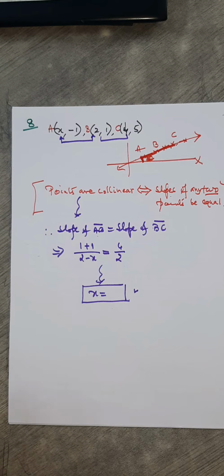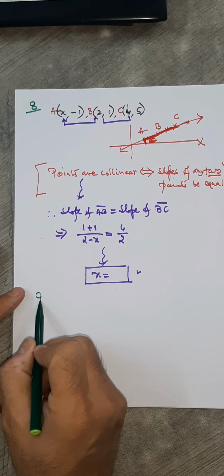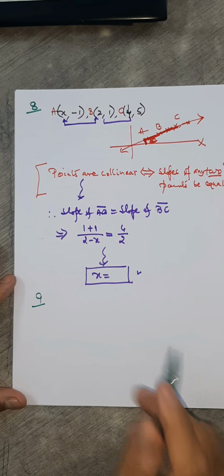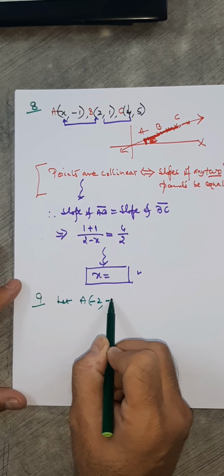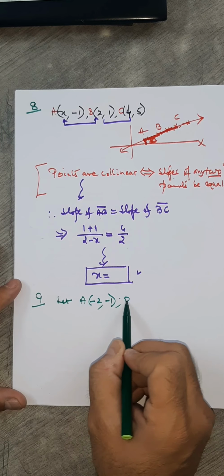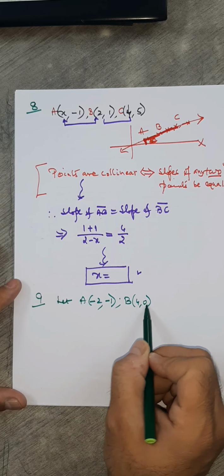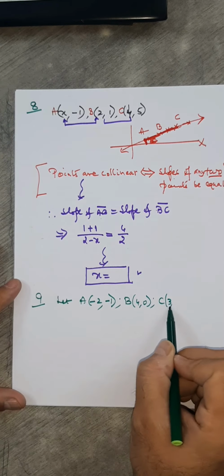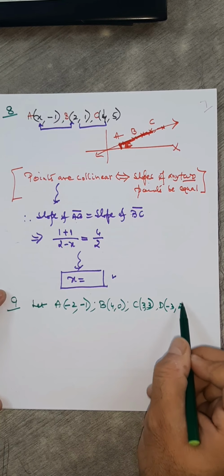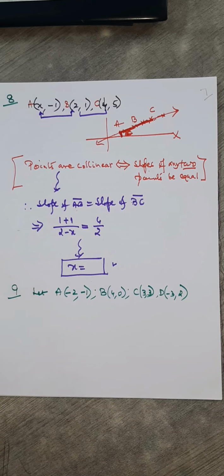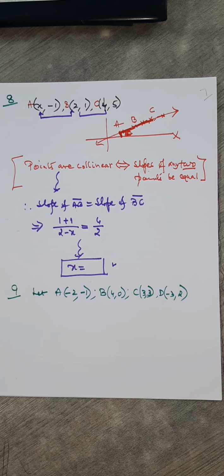You are given 4 points in the next question, 9th question. Let me call them A, B, C, D. Normally whenever points are given, always label them. So minus 2 minus 1, 4, 0, then C, 3, 3, and one more, that is D, which is minus 3, 2. What you want to prove? You want to show that these are the vertices of a parallelogram. What is a parallelogram? Opposite sides are equal or parallel, right?